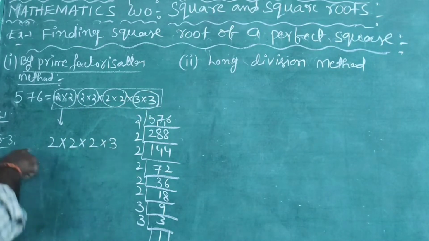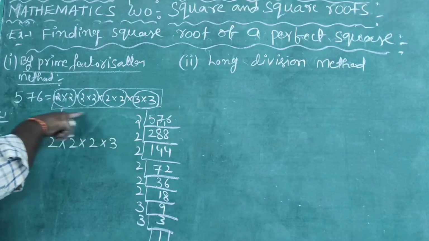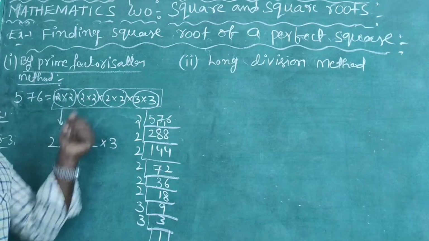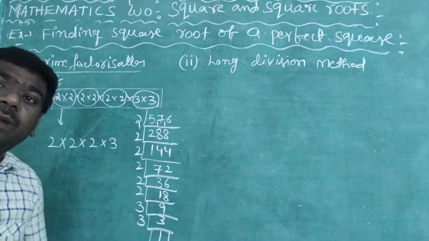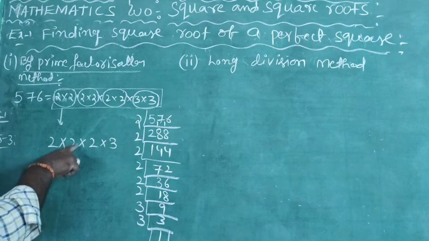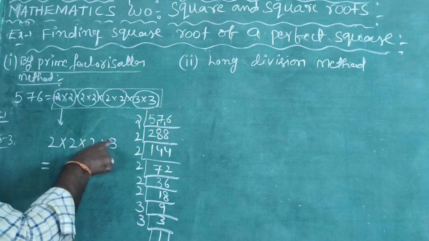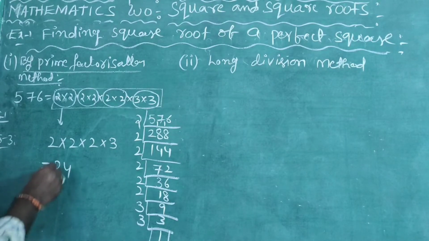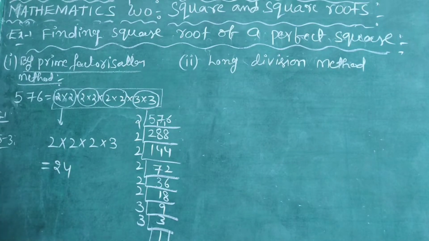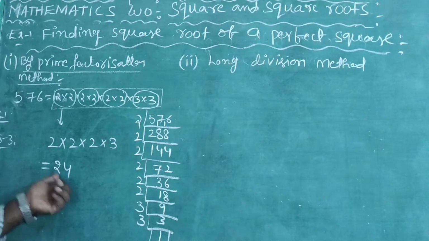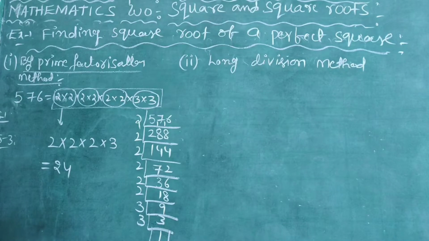Now multiply. This is the fourth step. Whatever prime factors we have picked from each pair, those prime factors we multiply. What is the answer now here? 2 into 2, 4; 4 into 2, 8; 8 3s are 24. So 24 is the square root of 576.